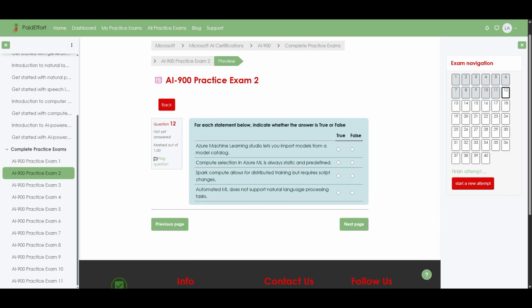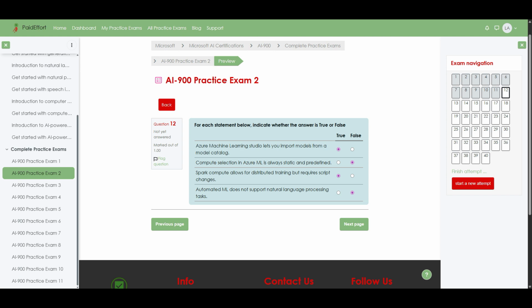For each statement below, indicate whether the answer is true or false. Azure Machine Learning Studio lets you import models from a model catalog. True. Compute selection in Azure ML is always static and predefined. False. Spark Compute allows for distributed training but requires script changes. True. Automated ML does not support natural language processing tasks. False. Let's go ahead and break down each of these statements.